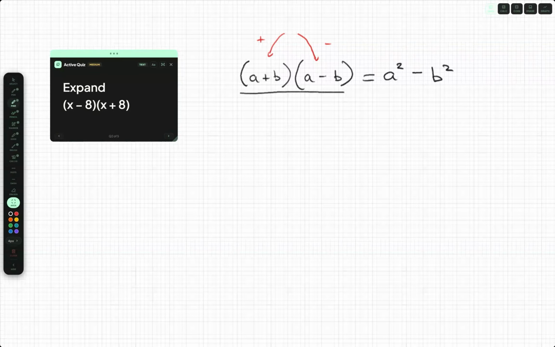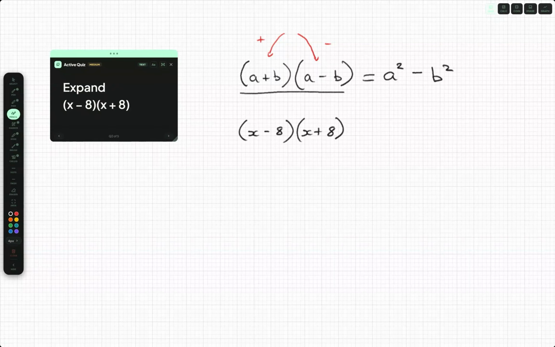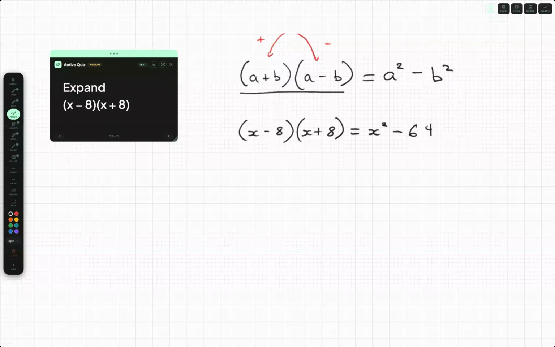All right, let's look at another one, but we'll just use the formula. Okay, so x minus 8 multiplied by x plus 8. We've looked at these, we've seen that the only difference between them is the sign. We've said, oh my god, it's difference of squares. And so what we're going to do then is take the first term and square it, minus the second term squared. 8 times 8 is 64. And it's that easy.